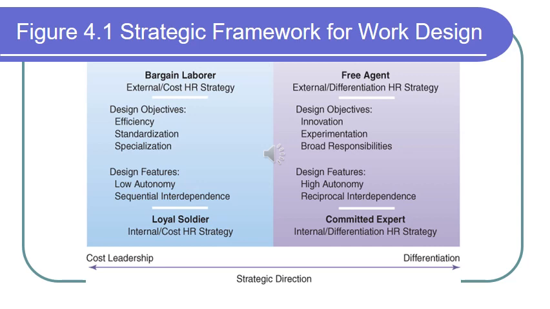So features of this design or characteristics of this design, people have more autonomy, high autonomy, and they have reciprocal interdependence. So they get ideas from their colleagues, they argue, they discuss, they comment, they get feedback and improve and so on. So you give something and take other things from your colleagues, discuss with them, innovate more and so on.